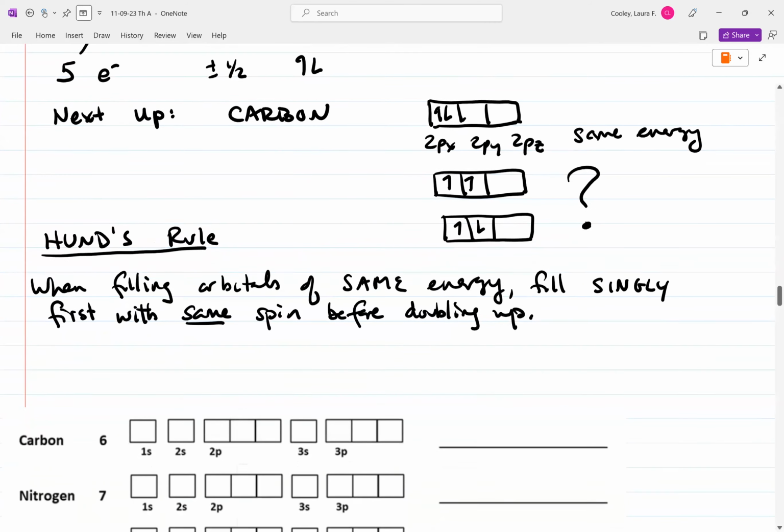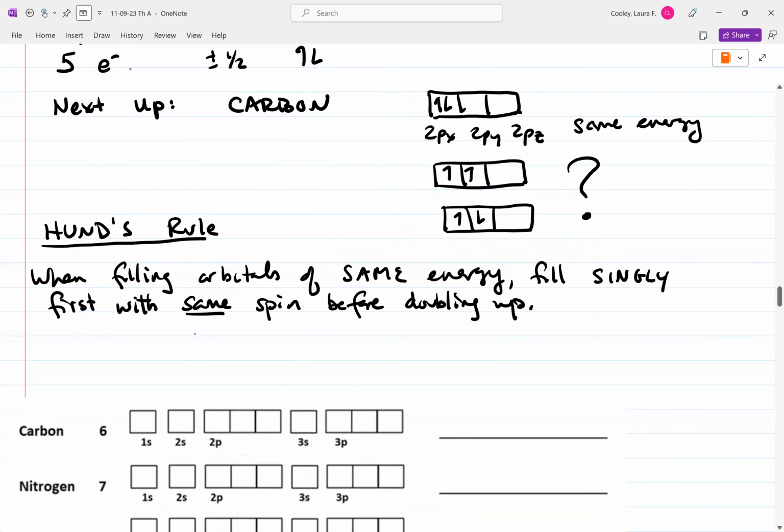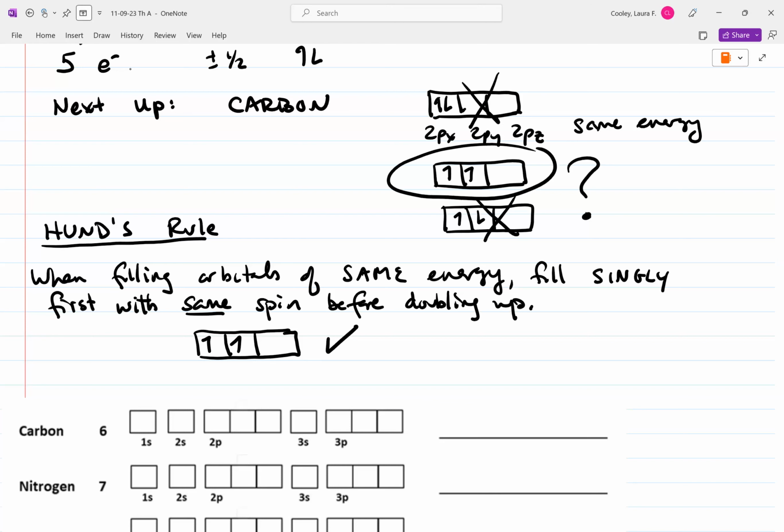Okay, so you fill singly first with the same spin. So in other words, you would do it this way. 1, 2. See how those arrows are pointing in the same direction, and you're filling these 3 orbitals with single electrons first before you double up. All right, so this has a lower energy. This is what you do. So it's not this, and it's not this. It's this one. Fill singly first with spins going in the same direction before doubling up.